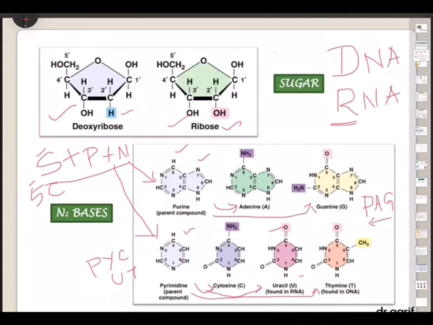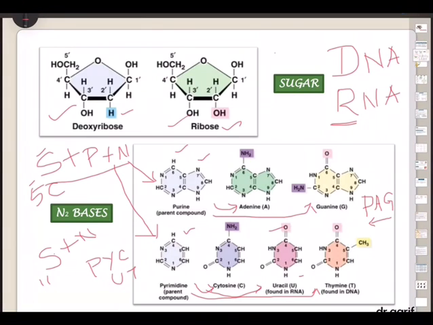Now what is it that you have to do? Draw the diagram immediately: deoxyribose structure, ribose structure, and all these purines and pyrimidines. All the diagrams you need to draw on a paper and post it to me in our WhatsApp group.